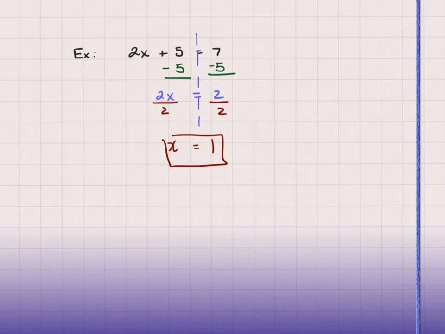Okay. Again, very checkable. If I plug that 1 up here, 2 times 1 is 2, and 2 plus 5 is indeed 7, so it does check.